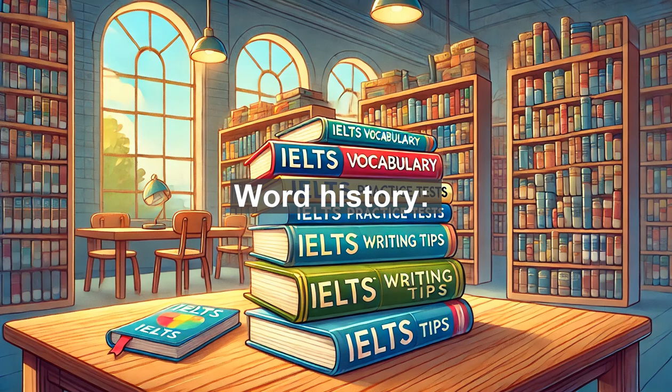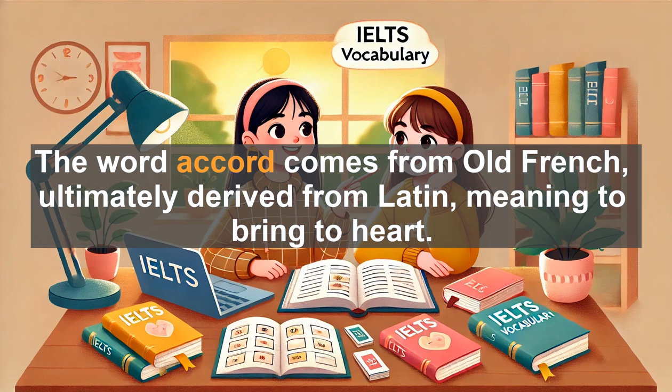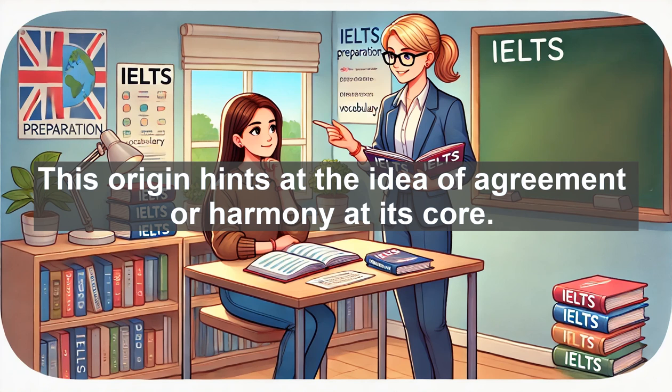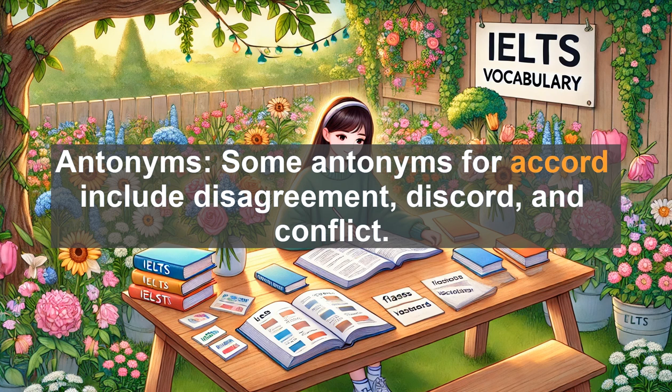Word history. The word accord comes from Old French, ultimately derived from Latin, meaning to bring to heart. This origin hints at the idea of agreement or harmony at its core. Antonyms. Some antonyms for accord include disagreement, discord, and conflict.